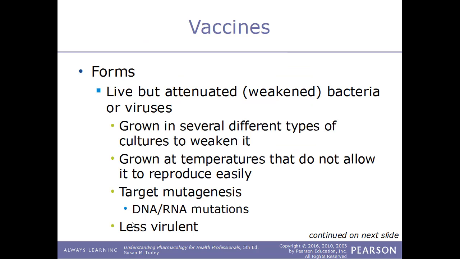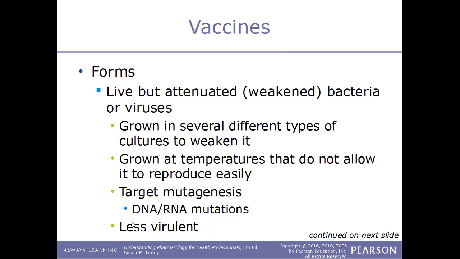Now, vaccines will come in multiple forms. The first kind that we'll talk about is a live virus, where the bacteria or virus that causes the disease is very weakened. Another term for this is attenuated. So yes, the pathogen is alive, but in a very, very weak state. Now, the pathogen gets to this condition by being grown in several different types of cultures. And as that process happens, it gets weaker and weaker and weaker. It's also grown at temperatures that do not allow it to reproduce easily.